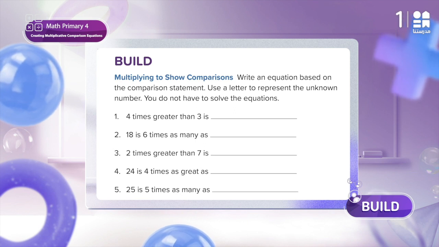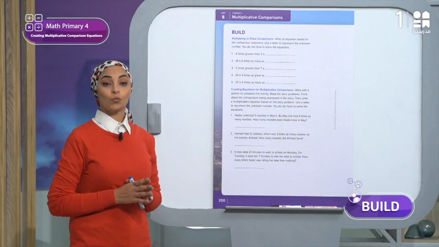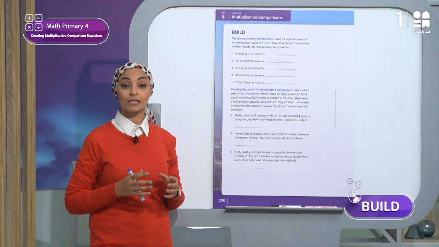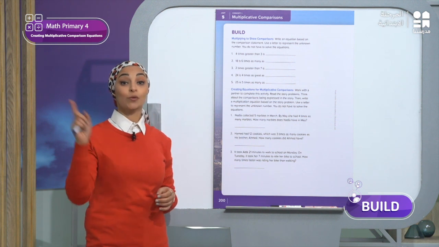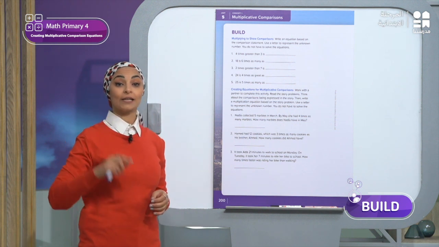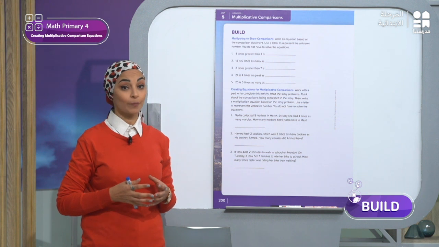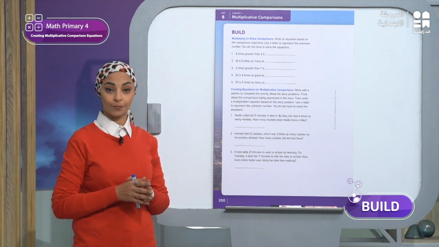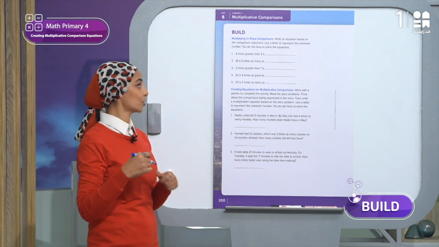Here in the build part, page 200, we are asked to write equations. مطلوب مني أكتب equations that express comparison. But we are not asked, مش مطلوب مني أبداً إن أنا أحلهم. Okay? مش مطلوب مني إن أنا to find the unknown number. مطلوب مني بس أكتب equation. So let's start with the first equation.